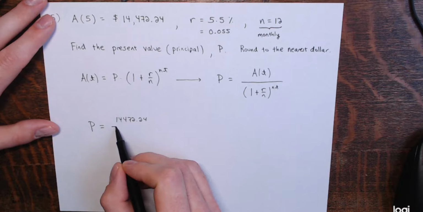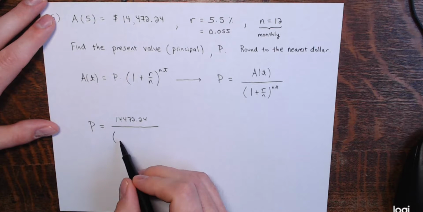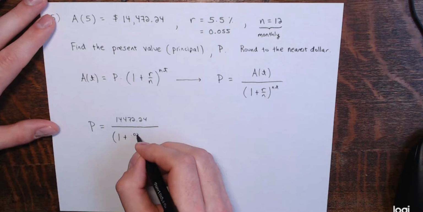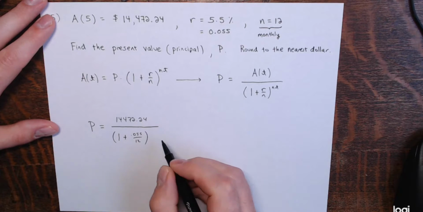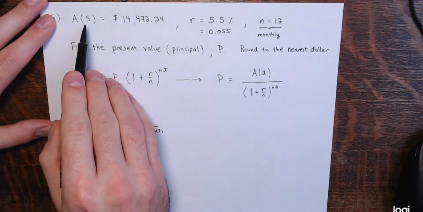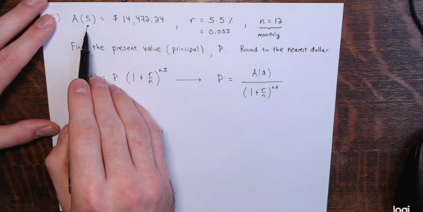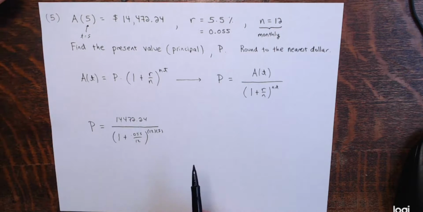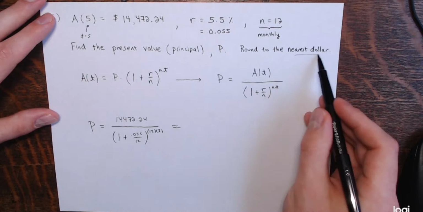$14,472.24 divided by, and then down in the denominator, I got the base 1 plus 0.055 divided by 12 raised to the 12 times 5, or the 60th power, right? T is 5, right? They said that this is the amount after 5 years, right? T is 5. And then I'm asked to round to the nearest dollar.